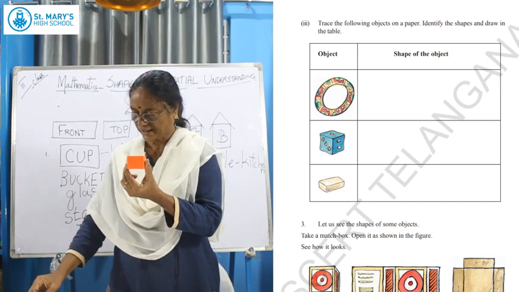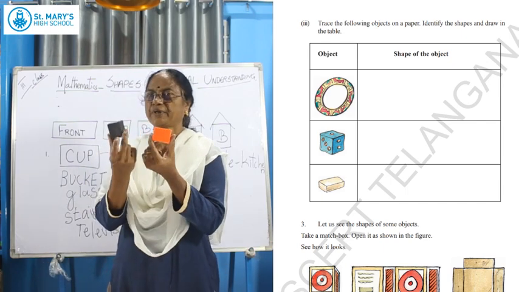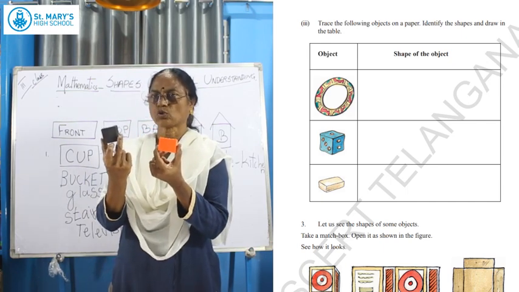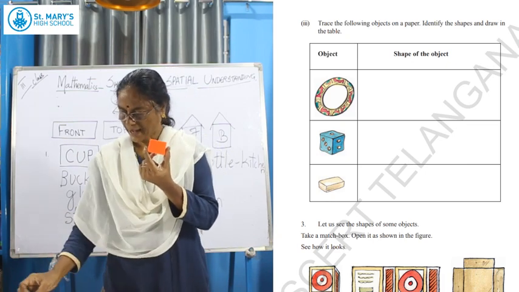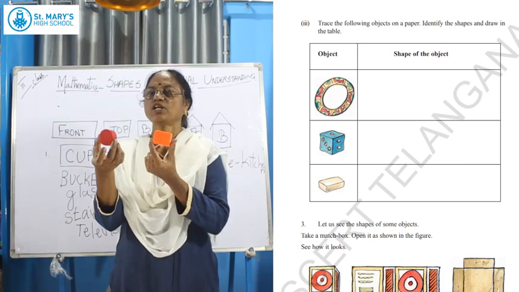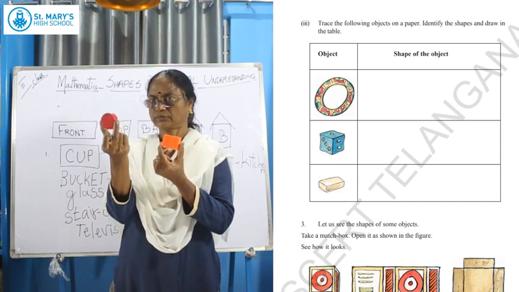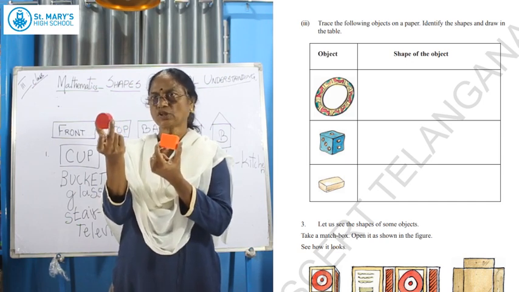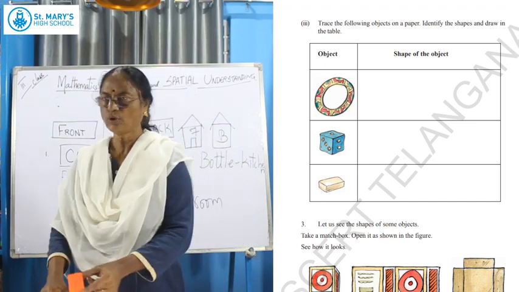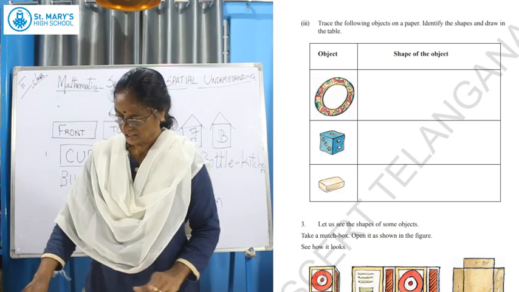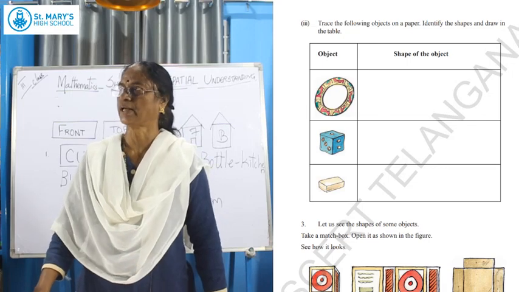Third picture is in the rectangle shape. Second picture is in the square shape. And this one is spherical or round or circle, round shape, circle shape, spherical shape. Okay, will you do the homework? See you. Take care of yourself. Bye.